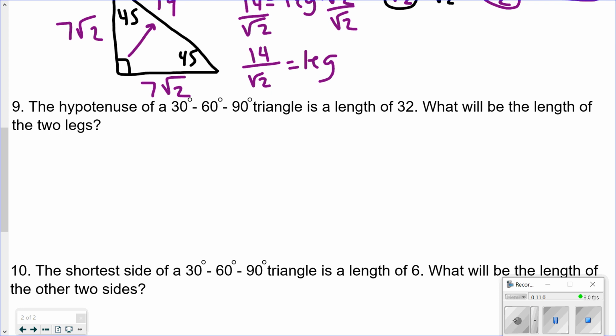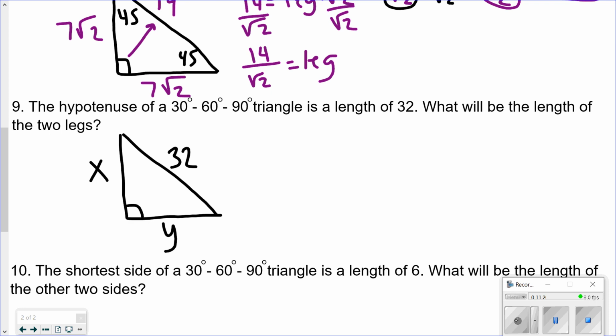Next, we're going to move on to a 30, 60, 90 triangle. The hypotenuse of a 30, 60, 90 triangle is the length of 32. What will be the length of the two legs? Here is my problem, and we'll say that this is 30 and this is 60. We know the hypotenuse, so looking at your cheat sheet, I want to use the hypotenuse equation for a 30, 60, 90. In this case, the hypotenuse is equal to 2 times the short leg.